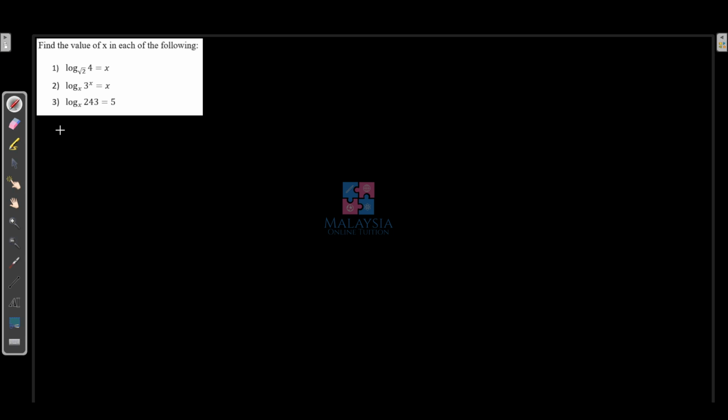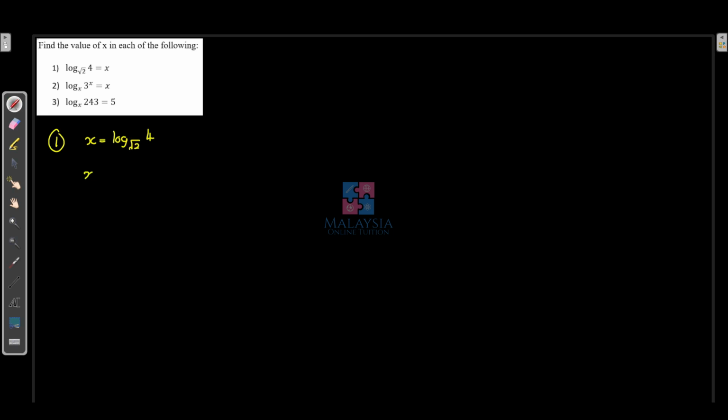Okay, so let's start with question number 1 here. Find the value of x in each of the following. For number 1, log base square root 2 of 4 is equal to x. So for number 1, they already say that x equals log with square root 2 for the base and then 4 here. So what we need to do first for this question is make the 4 here become square root 2, like what we have for the base.